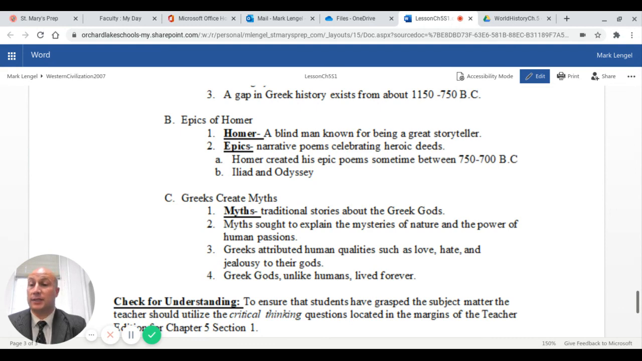We will be moving into section 2, which will dive a little bit further into ancient Greece. We'll start talking about Athens and Sparta, the Peloponnesian War, Greek life, Greek culture, and democracy in the subsequent lessons that we have from chapter 5.